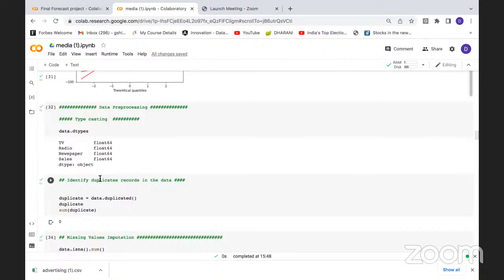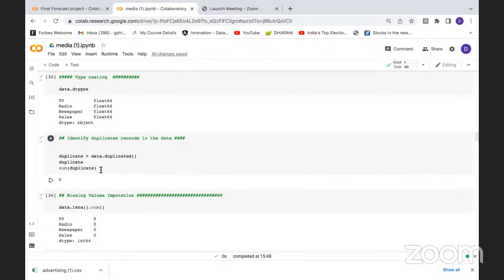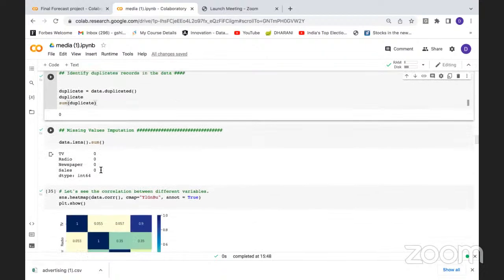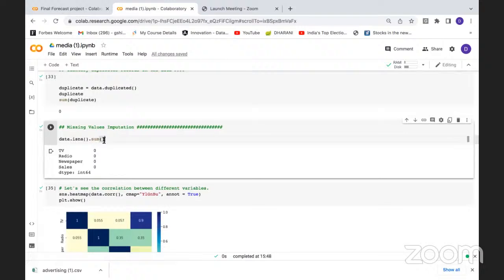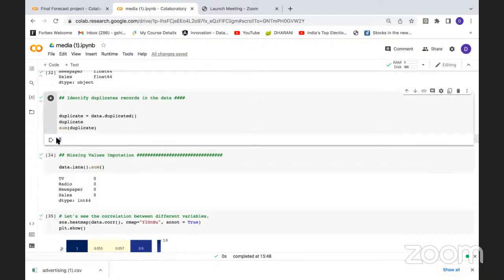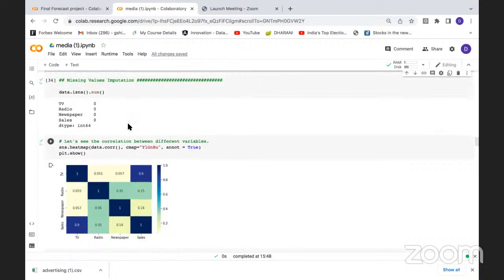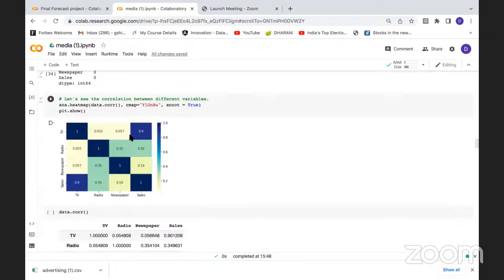We need not much worry about typecasting here. But what is happening here? The data got duplicated here, right? And if you have null values, you want to sum them up, but it's lucky that we don't have null values and we did not get any duplicates here. Okay, now the most important point of regression model building is that you need to find the correlation coefficient.